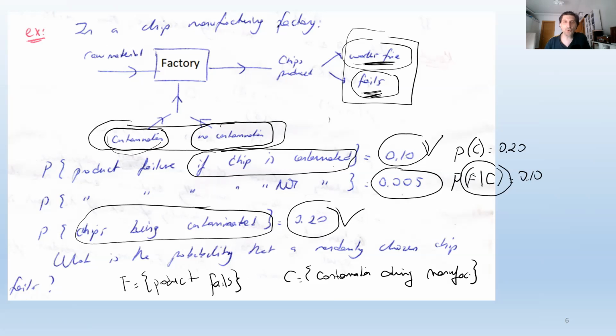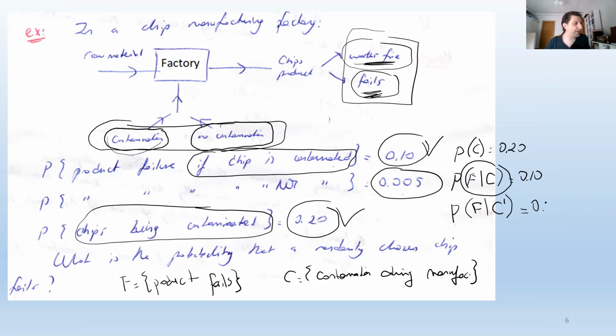Now this is also being used. So this also gives an idea that only 10% of the contaminated chips fail. That's great. Let's continue. Product failure if the chip is not contaminated. Now this is very similar. This time not contaminated, I use the complement.